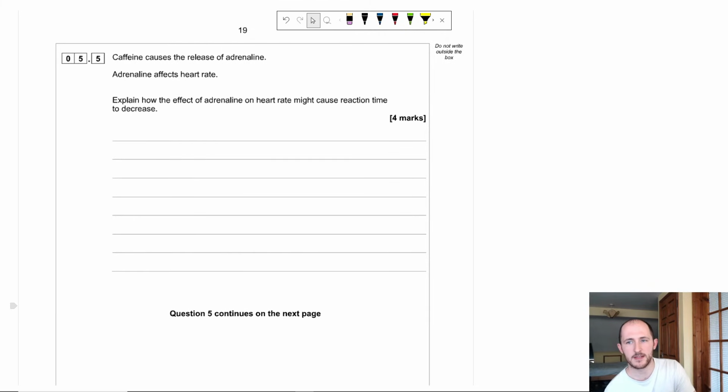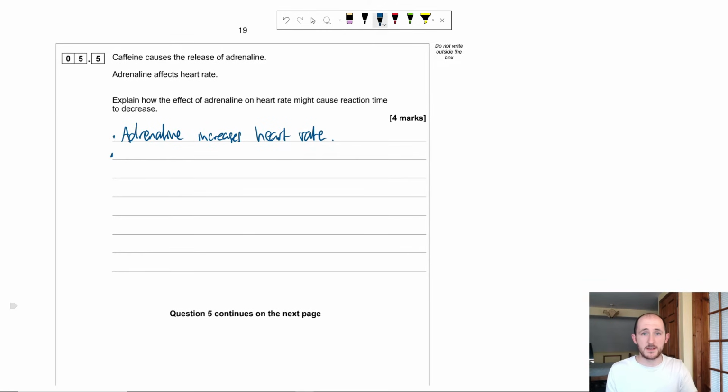So, caffeine causes the release of adrenaline, and adrenaline affects heart rate. It increases heart rate. So we need to explain how the effect of adrenaline on the heart rate might cause reaction time to decrease. Well, the first thing is that it increases heart rate. Again, if you ever had a lot of caffeine, you would experience that your heart starts beating really quickly. Or if you've ever done something exciting, you might feel your heart beat really, really quickly because of adrenaline, like if someone scares you, anything like that, on a roller coaster as well.